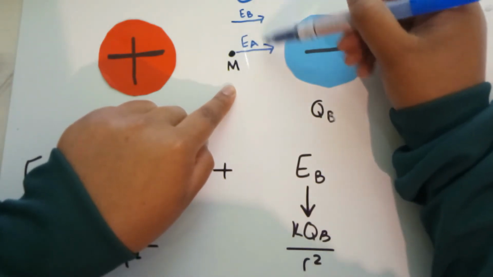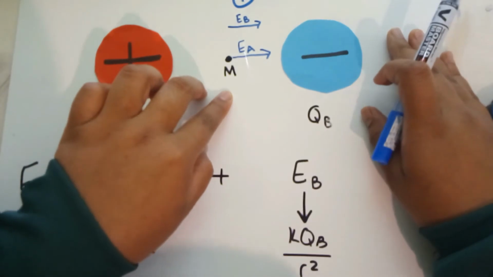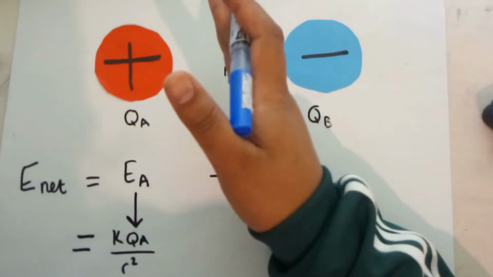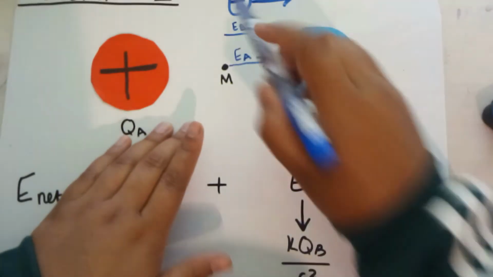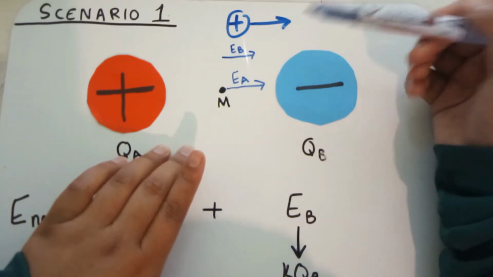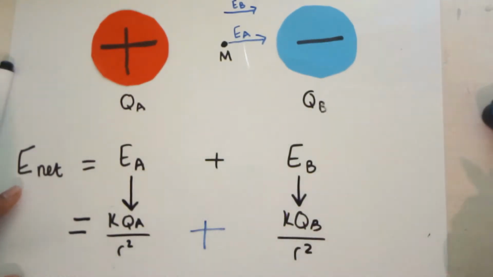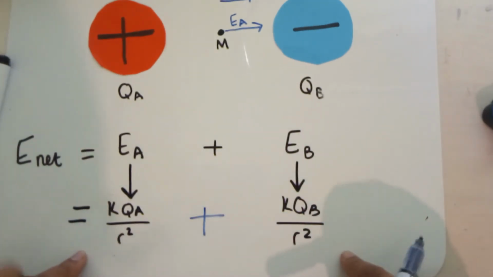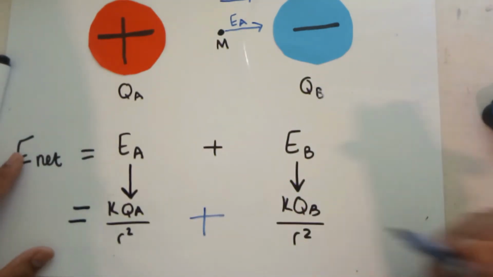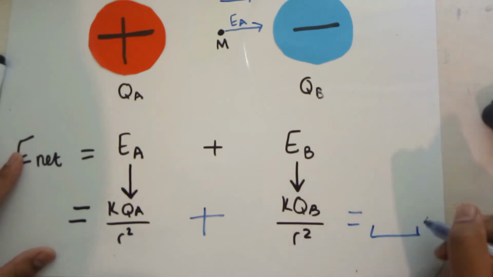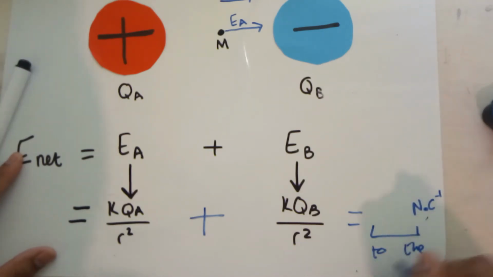So now we have two directions. That's actually one direction, and they are pointing towards the right, which is our positive established direction. And because of that, you will write a plus sign here. So when you substitute your values, you will simply add the fields together and you will get an answer in newtons per coulomb to the right.